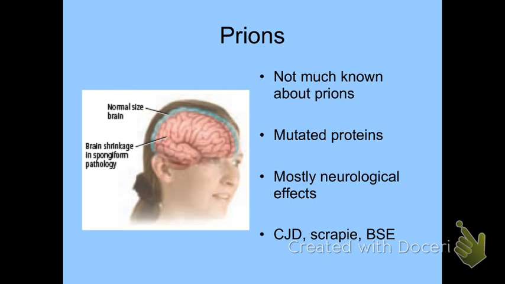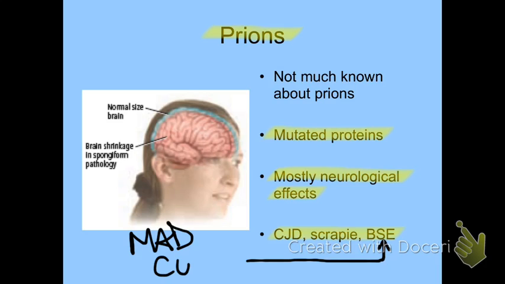These are crazy. These are neither bacteria nor virus, but they deserve being talked about. They're called prions. Don't know a whole lot about them. We know that they are mutated proteins, and they cause big problems in the nervous system. CJD is Creutzfeldt-Jakob disease. That's of humans. Scrapie is a prion-related disease in sheep. And BSE, bovine spongiform encephalopathy, this guy right here. You may have heard of this before. Mad cow disease.